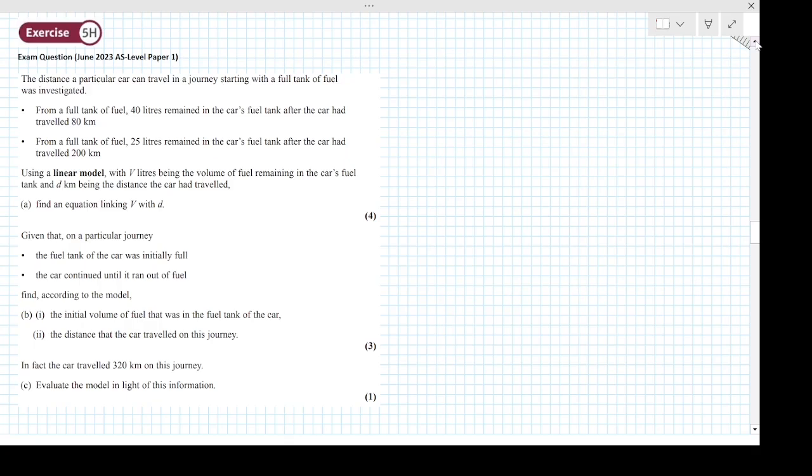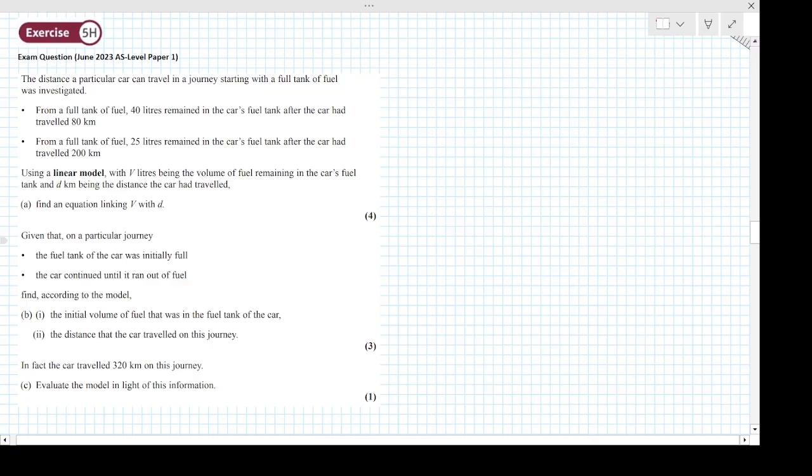So exam question. It says the distance a particular car can travel in a journey, starting with a full tank of fuel, was investigated. Okay, from a full tank of fuel, 40 litres remained in the car's fuel tank after the car had travelled 80 kilometres, and from a full tank of fuel, 25 litres remained after the car travelled 200 kilometres. Then it says using a linear model with V litres being the volume of fuel and D kilometres being the distance the car travelled, find an equation linking V and D.